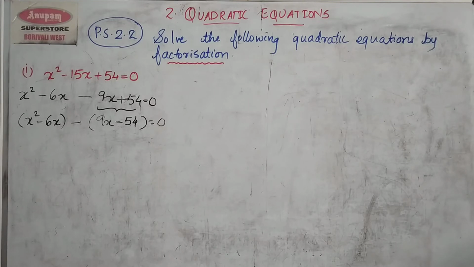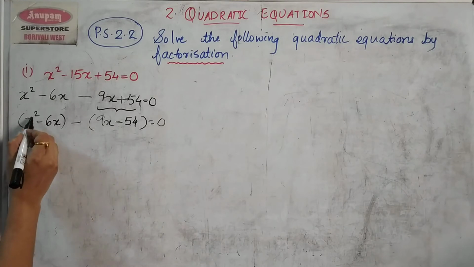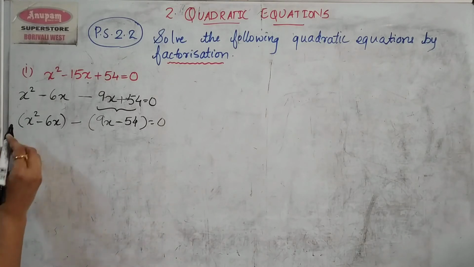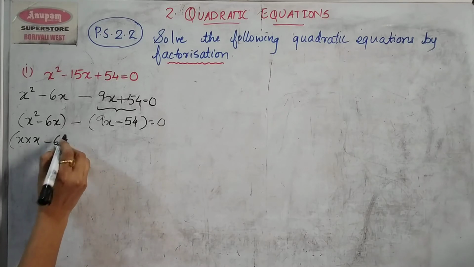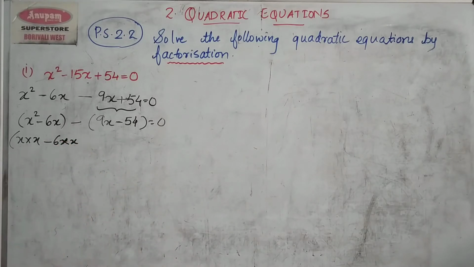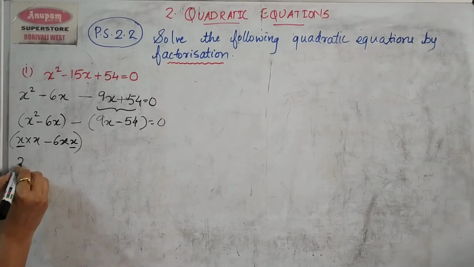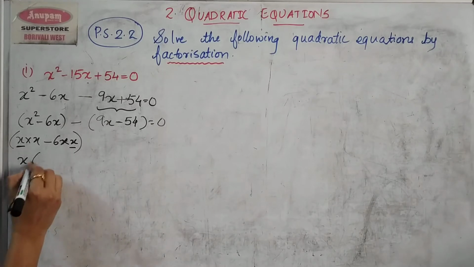Okay, now let us try to find out the common factors here in this bracket. Now there is x square and there is x. X square means there is x into x, and this means 6 into x. Yes. So if I consider here this x and x is common to both of them, so that x I am going to take out, and inside what will remain?